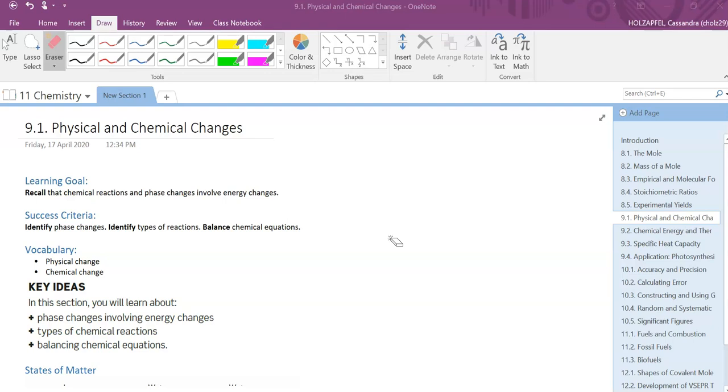Okay, so what we're going to look at today, we're going to look at different phase changes, and how energy is involved in changing between different states of matter. We're going to look at different types of chemical reactions, and we're going to go ahead and balance some chemical equations, because what we've got coming up is really heavily reliant on understanding molar ratios. So that's why we're going to refresh this balancing chemical equation stuff again.